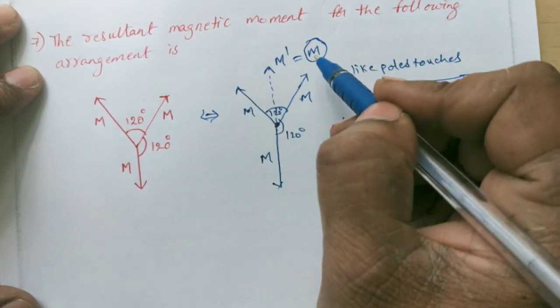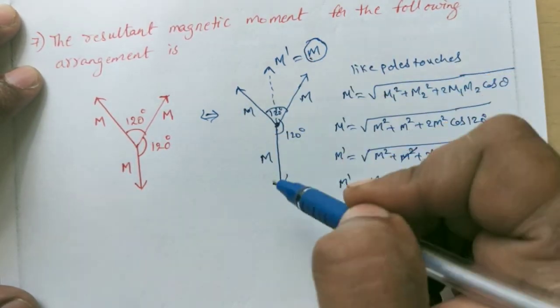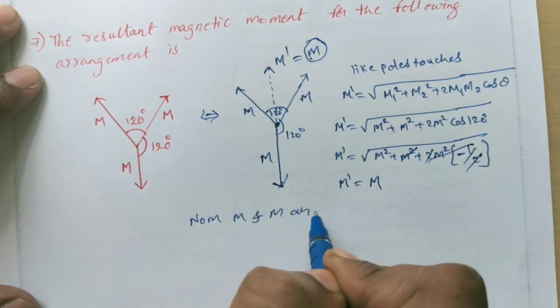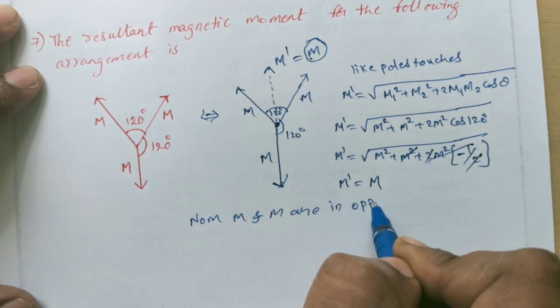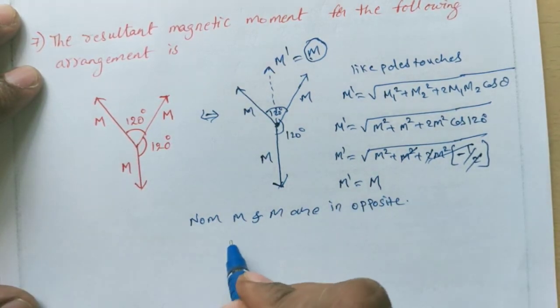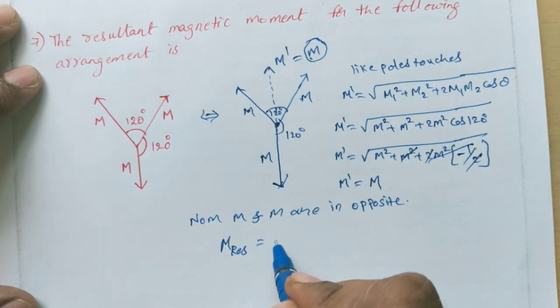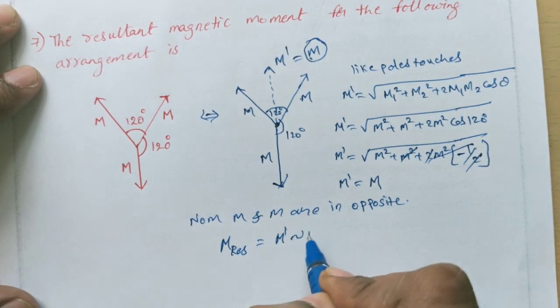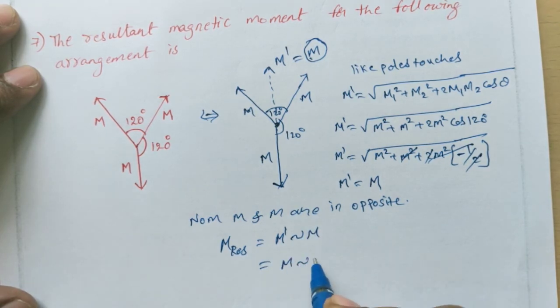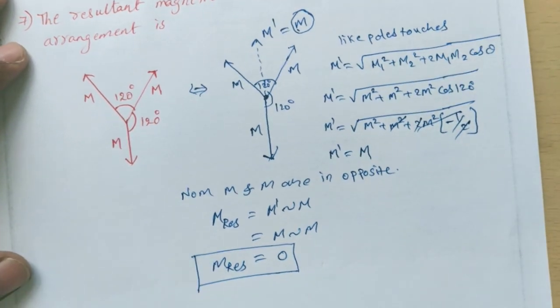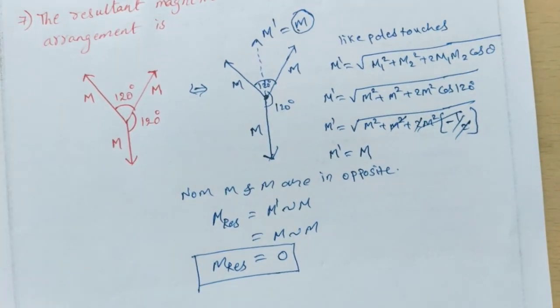One thing, students: this m and this m are in opposite directions. Opposite means now we get the resultant value: m resultant is equal to m dash difference m, nothing but m difference m. Finally the m resultant value becomes 0. So the resultant magnetic moment becomes 0 only. Okay students, have all understood this simple problem? Okay.